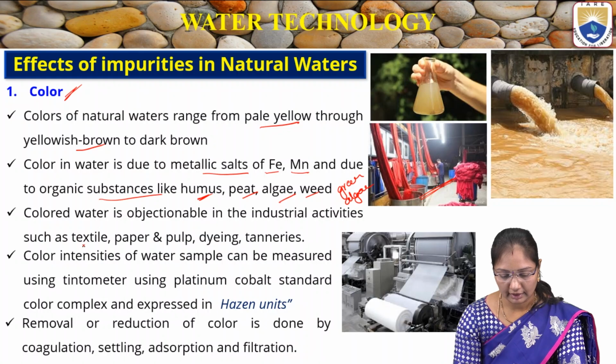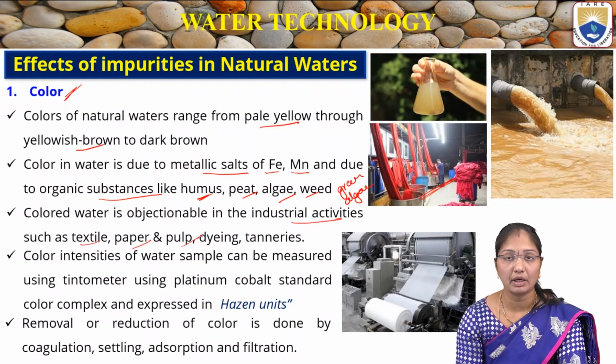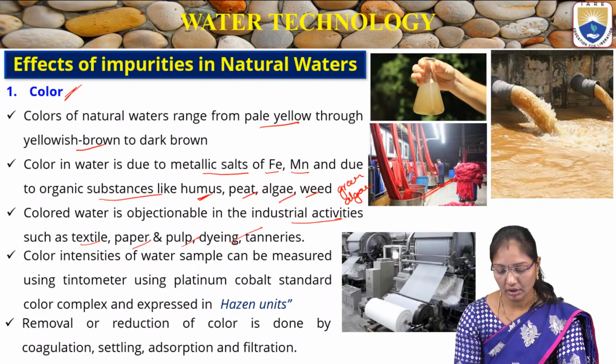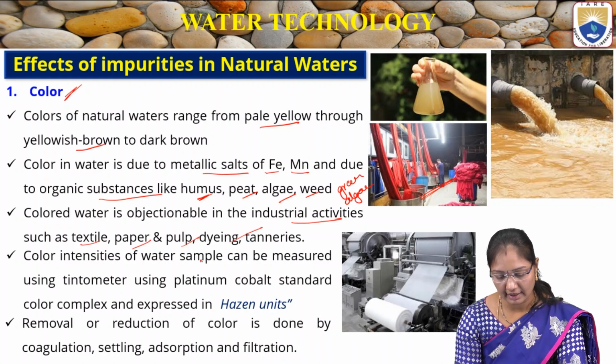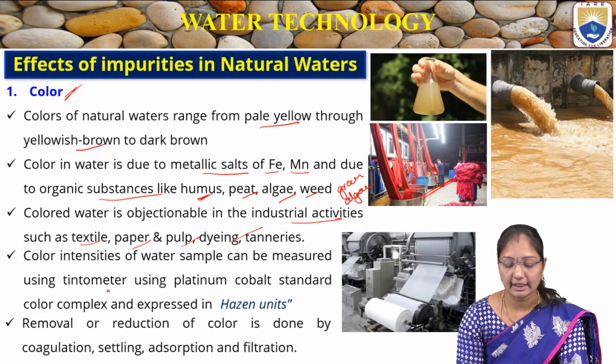So here are the industrial activities like textile, paper and pulp, dyeing and canneries. So the color is objectionable. They won't allow water if it has color. So the color intensity of a water sample can be measured by a tintometer.